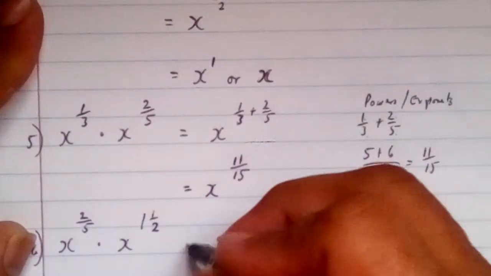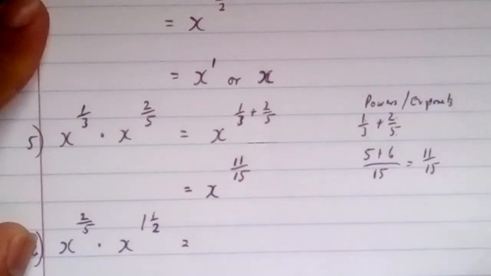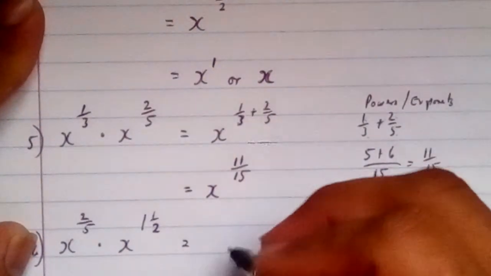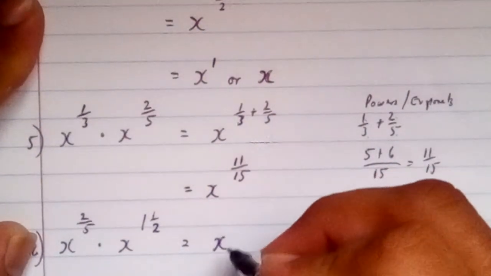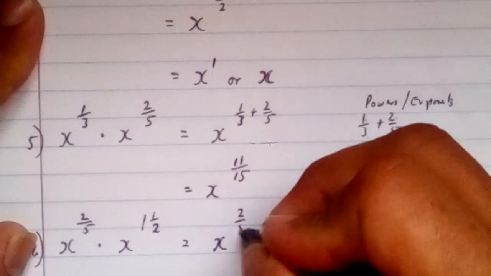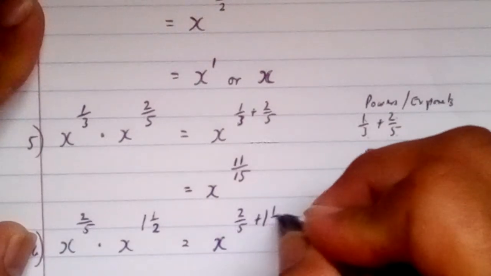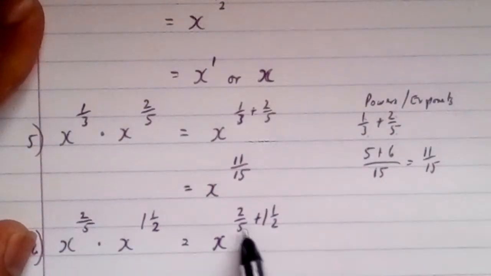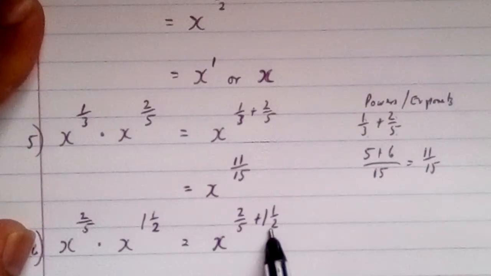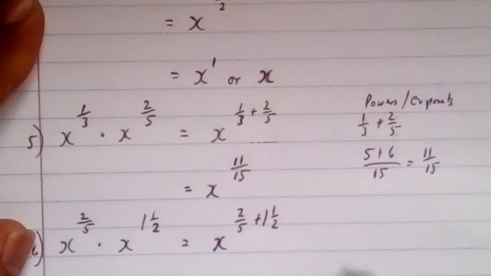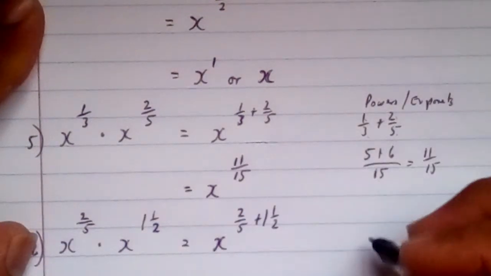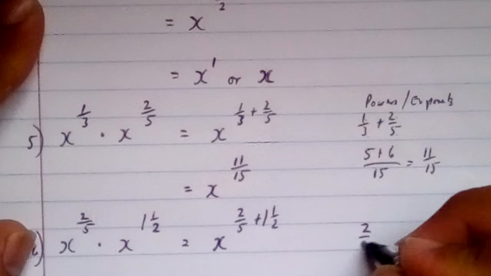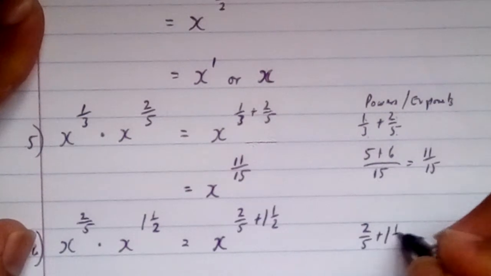Okay, now how do you work that out? Well, the rule says that if the bases are the same, you will keep the base and simply add their powers. That is what you're doing. So go back and recall again: how do you add a fraction plus a mixed number? Well, you can do the work on the side. So let's do the work on the side. We put 2/5 plus 1 1/2.